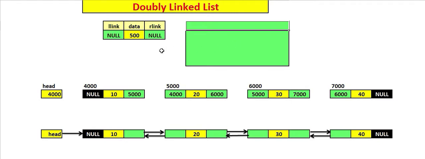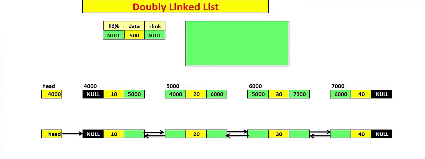First we'll try to understand how a double linked list, or DLL, looks like. Every node of a DLL has got three parts. First it has got data, and then it has a left link and a right link. The right link is going to have the address of the next node, and the left link is going to have the address of the previous node.